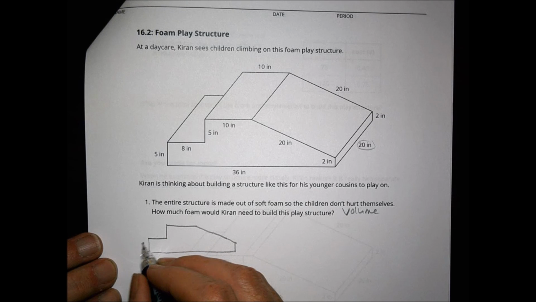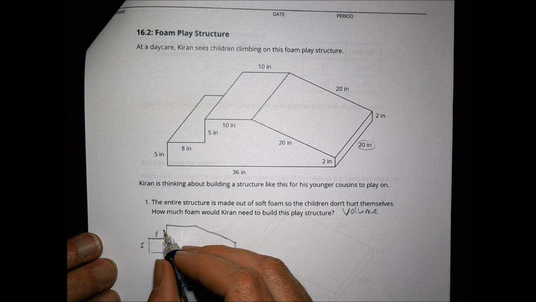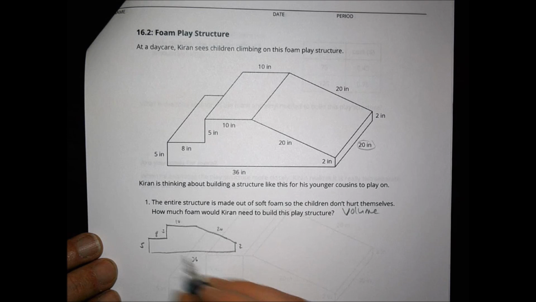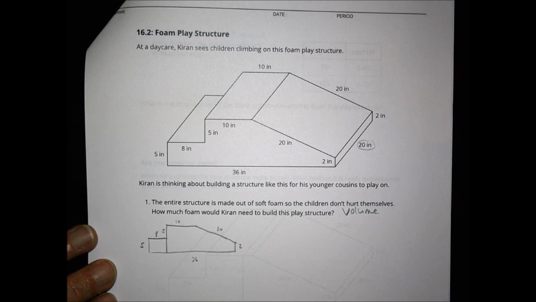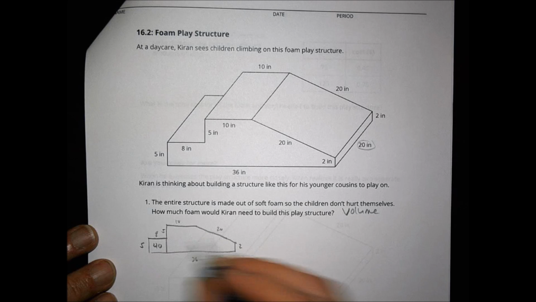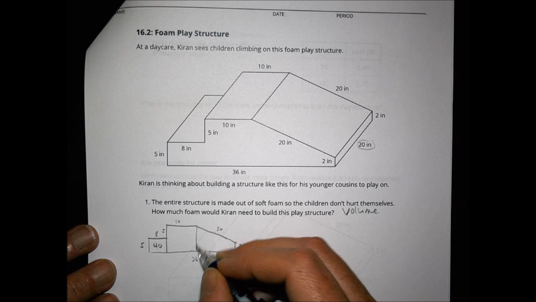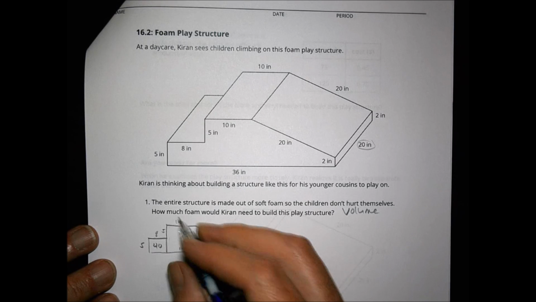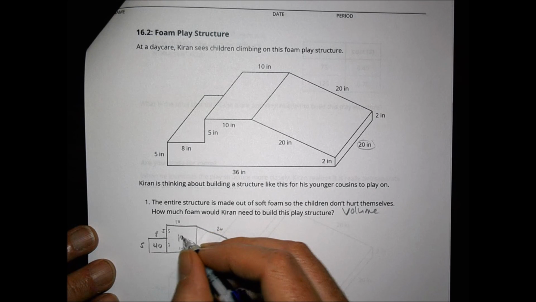For the base area, I have a 5, an 8, another 5, a 10, a 20, a 2, and a 36. I want to chop this up a little bit. I'll chop it right there, and 8 times 5 is 40. Here I'm going to chop it at the 10. The height is 5 and 5, that's 10, so 10 times 10 is 100.